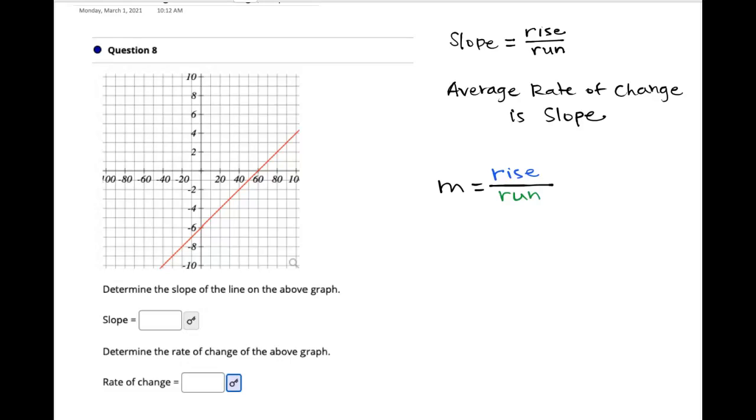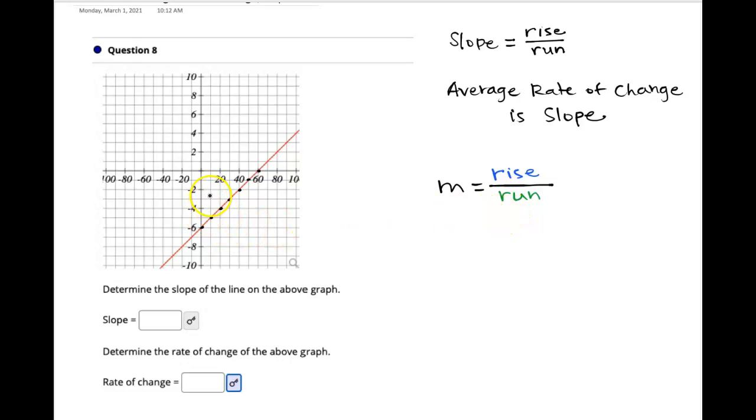When I'm looking at this, the rise is how far it is from one point to another on this line. If you look, there are places where we can see they meet. You can see right here, all of these are different points on the line, and I can use any of those points to figure out my rise over my run.